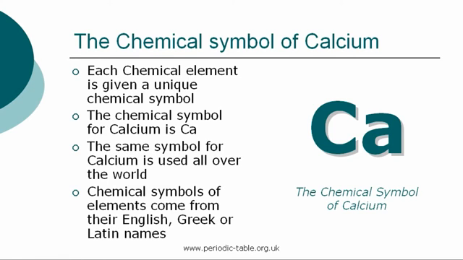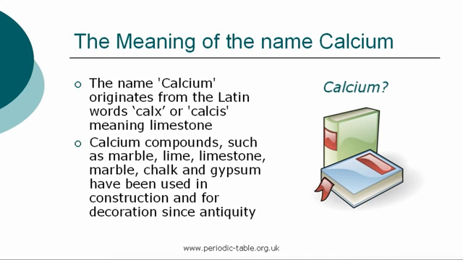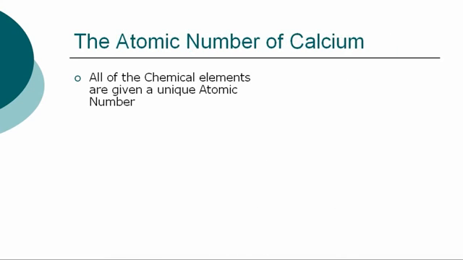The chemical symbols of elements come from their English, Greek, or Latin names. The first letter of a symbol is always a capital letter, and if there are any subsequent letters, they are expressed in lower case. The name calcium originates from the Latin words calx or calxis, meaning limestone. Calcium compounds, such as marble, lime, chalk, limestone, and gypsum, have been used in construction and for decoration since antiquity. All of the chemical elements are given a unique atomic number.